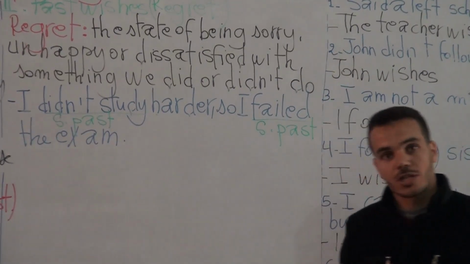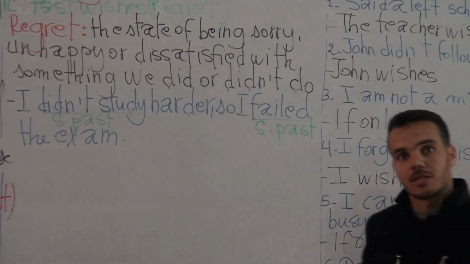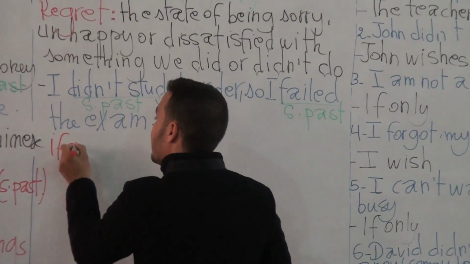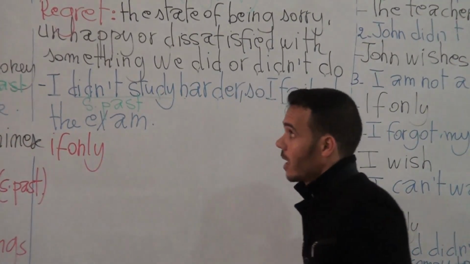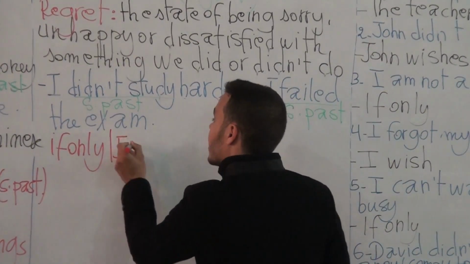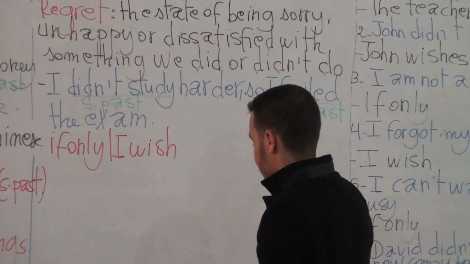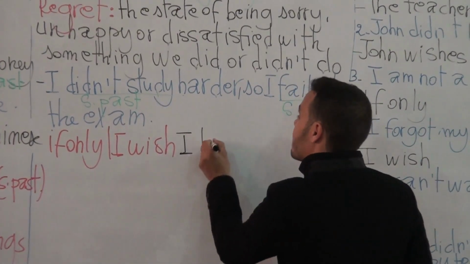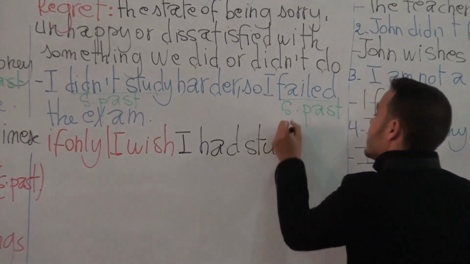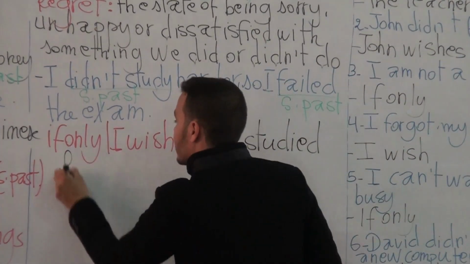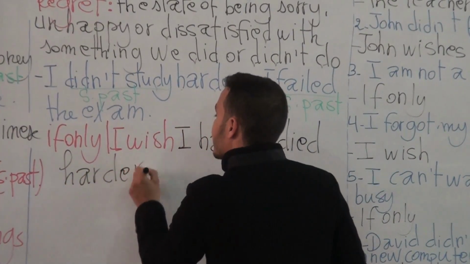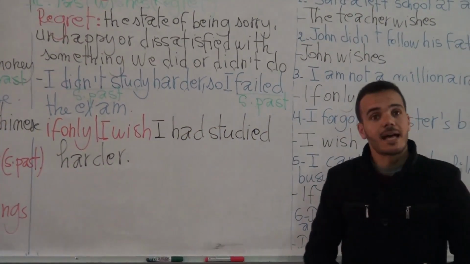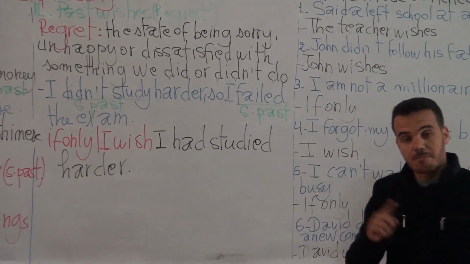Now, how do we make a wish about a past event or past situation? So we can say, if only, again, like with present wishes, if only or I wish I had studied harder. Right? So I didn't study harder, so this is a cause. What was the result? I failed the exam. I didn't succeed. I didn't pass the exam.